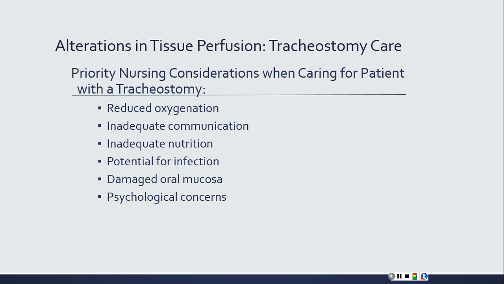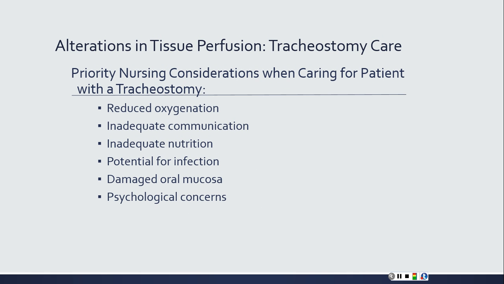Now, some of the priority nursing considerations. Reduced oxygenation. That's always a concern. A patient with a tracheostomy may or may not have to have supplemental oxygen, but we do have to monitor for that. Also, inadequate communication.